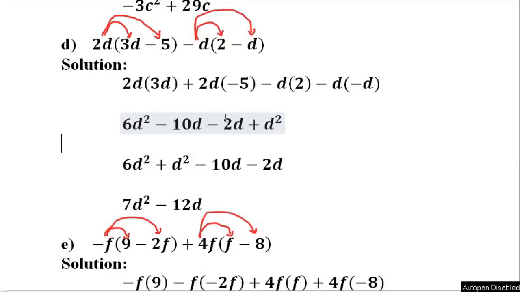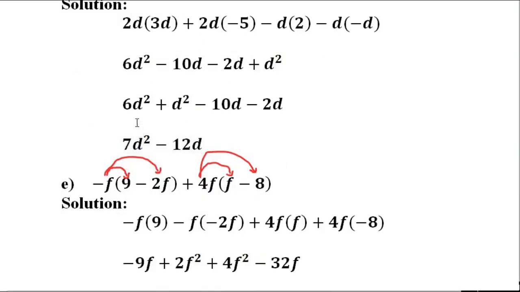Now for this expression, I'm going to rewrite it with all of the like terms next to each other. This is a strategy we can use to organize the expression and make combining like terms a little simpler. Since all of the like terms will be right next to each other, let's identify any like terms in this expression. We have positive 6d squared, positive d squared, negative 10d, and negative 2d.